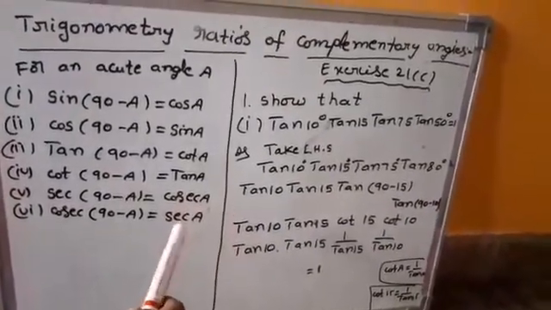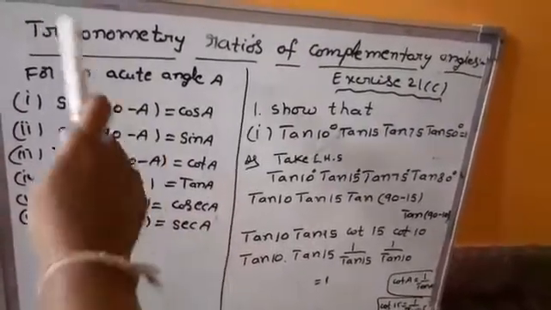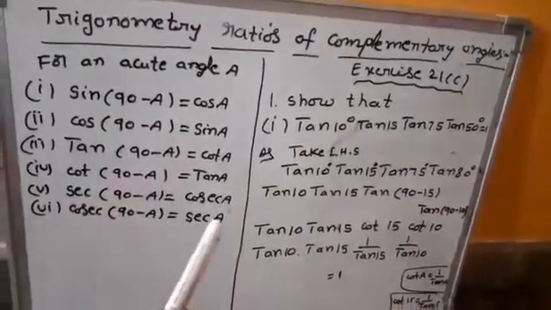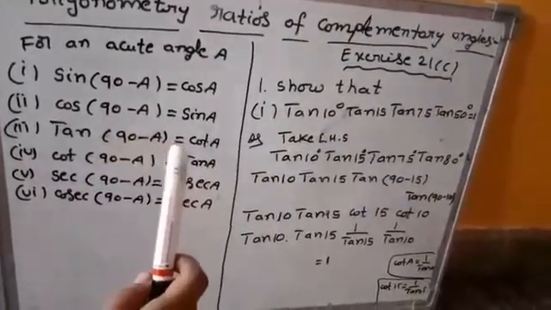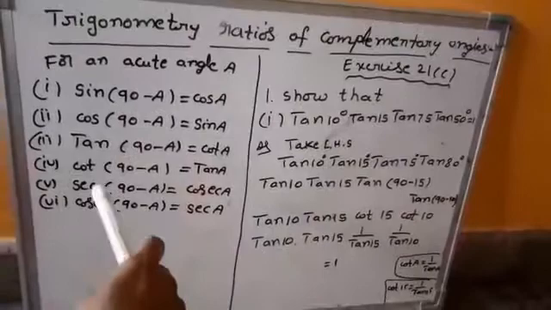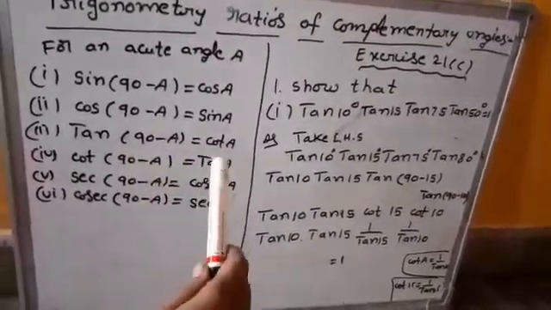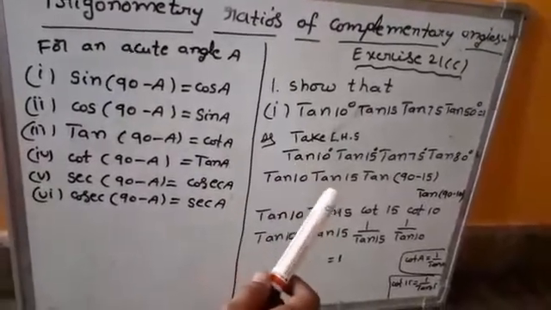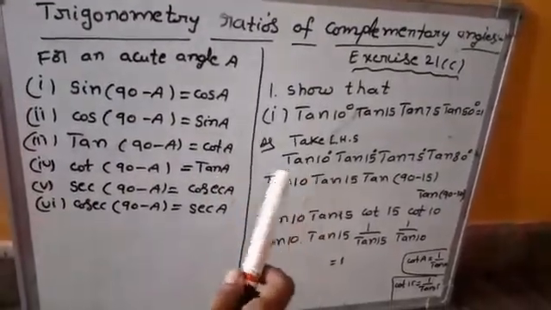Students, today we are going to learn about trigonometric ratios of complementary angles. What is the definition of complementary angles? Two angles whose sum is 90 degrees are complementary angles.